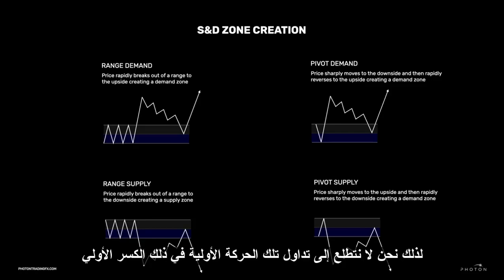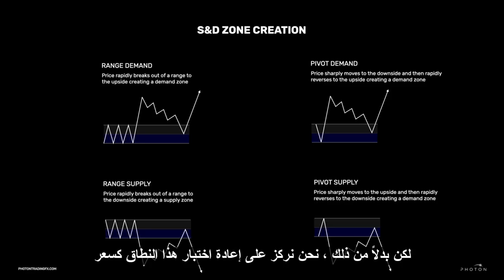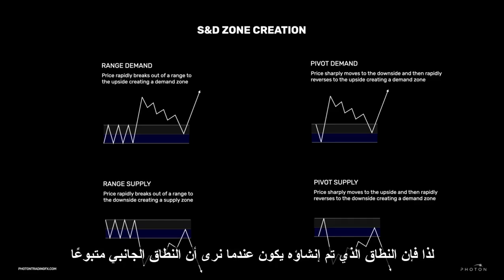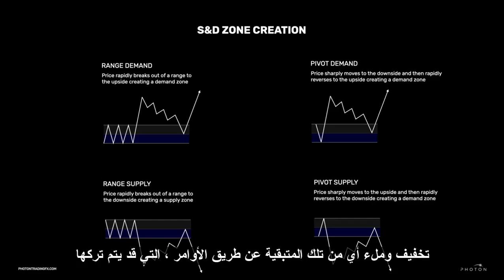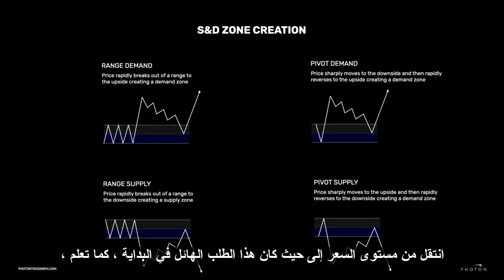So we are not looking to trade that initial move, that initial breakout of the range, but instead we are concentrating on the retest of that range as price eventually looks to return to that area. So range created demand is when we see that sideways range followed by a rapid expansion to the upside, and then we look for a move back into that overall demand zone to mitigate and fill any of those remaining buy orders that may be left in that area of interest.